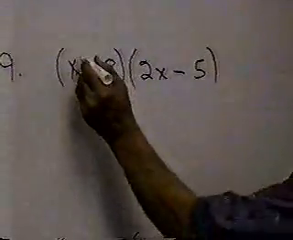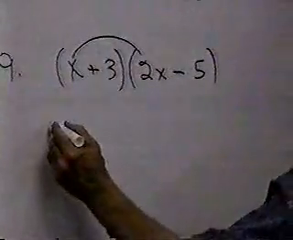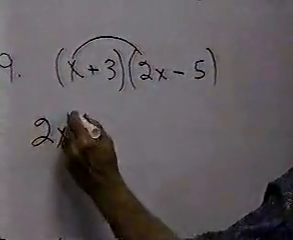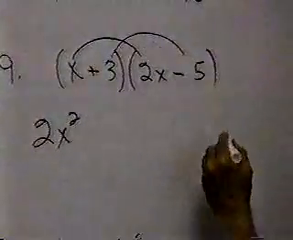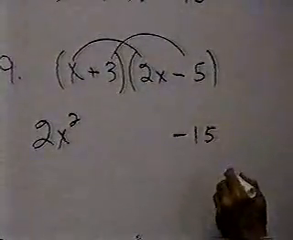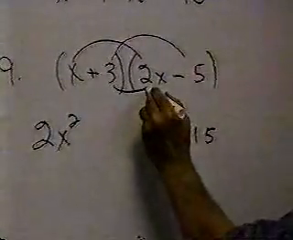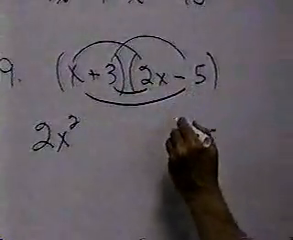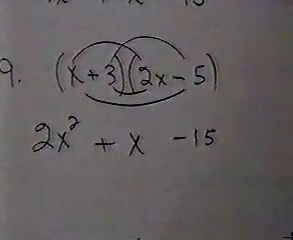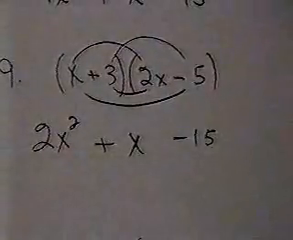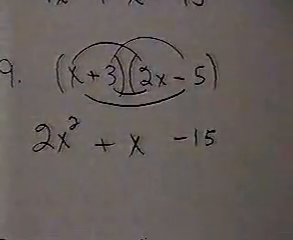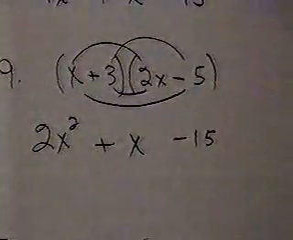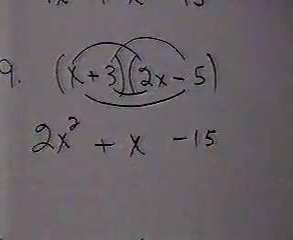All right, example 9, FOIL method. First times the first, 2x squared. Last times the last, minus 15. Inside is 6x, added to a minus 5x is plus x. All right, number 10.